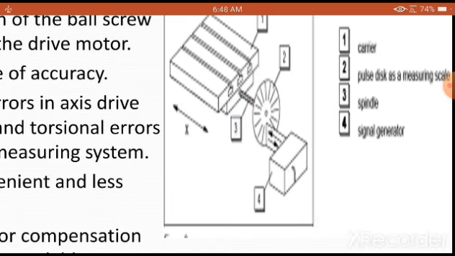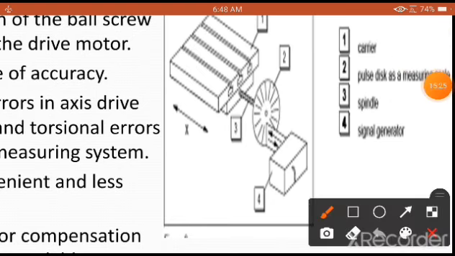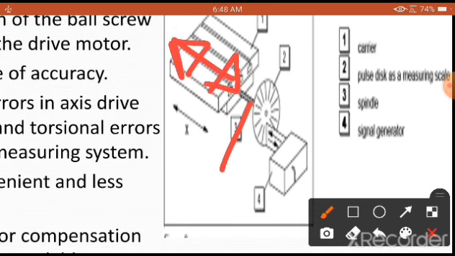Why this is called an indirect measurement needs to be understood here. First we require to give a rotational motion to the ball screw or the spindle. Then this rotational motion is converted into linear movement of the work table of a CNC machine.